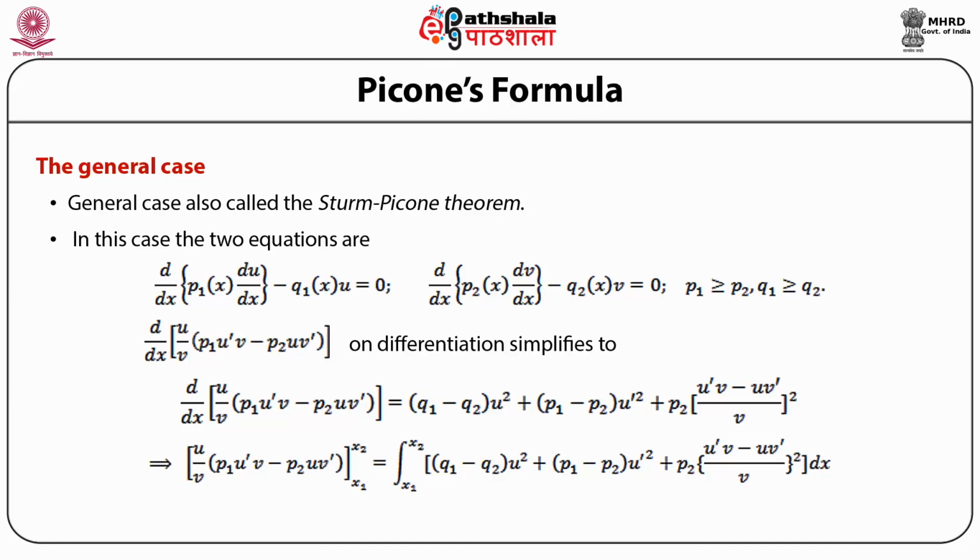This implies [(u/v)(p1 u' v - p2 u v')] with limits x1 and x2 is equal to the integral from x1 to x2 of [(q1 - q2) u squared plus (p1 - p2) u prime squared plus p2 ((u' v - u v')/v) squared] dx. This is known as Picone's formula.